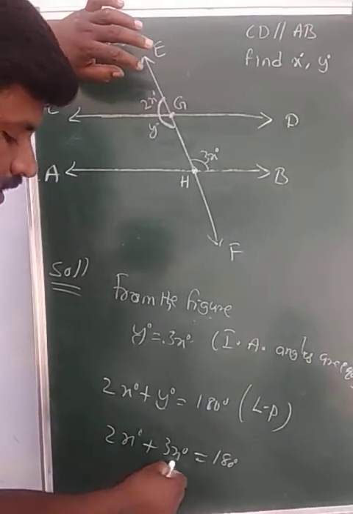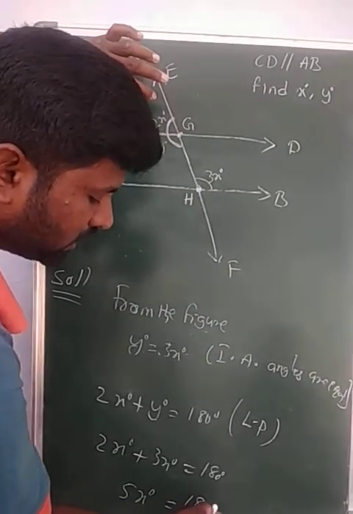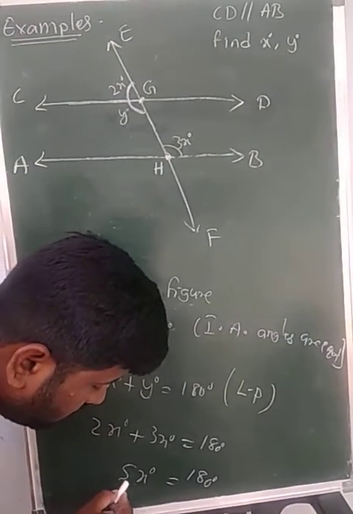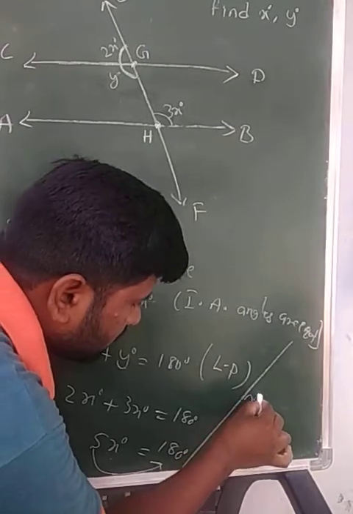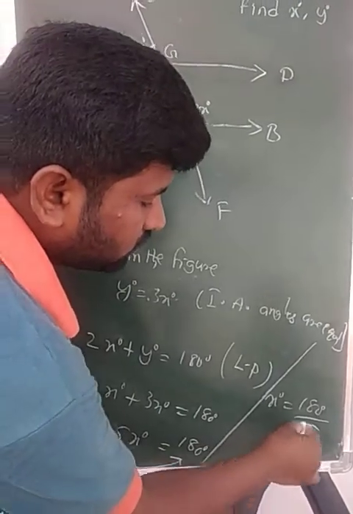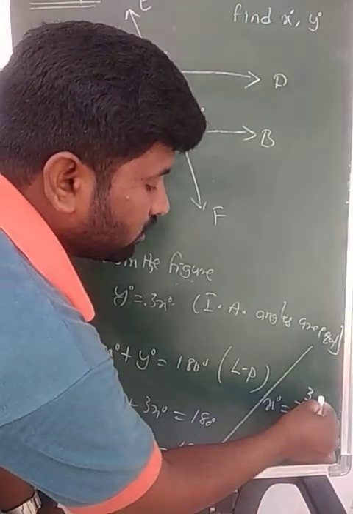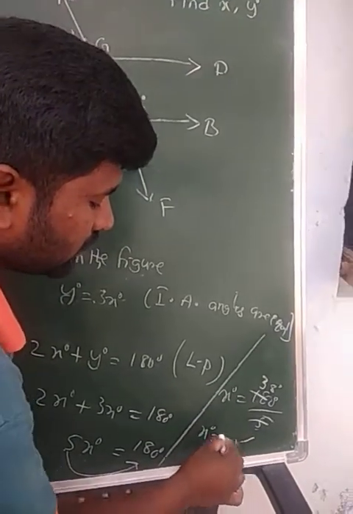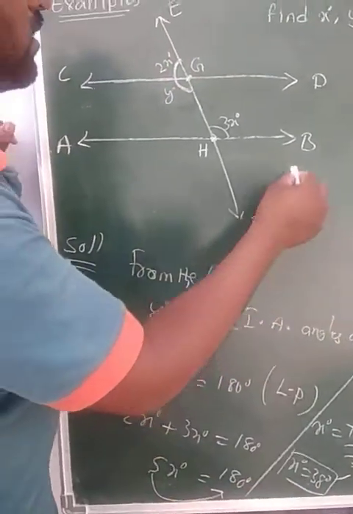Now 2x degrees plus 3x degrees is 5x degrees, which is equal to 180 degrees. Now by transposing 5 to the right side, we get x degrees is equal to 180 degrees by 5. 5 ones are 5, 5 threes are 15, and 5 eights are 40. So we get x degrees is equal to 38 degrees.